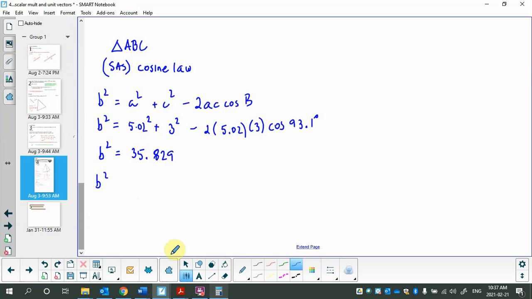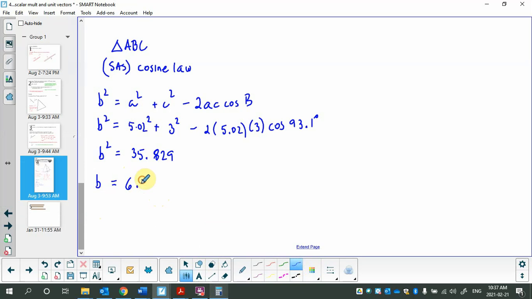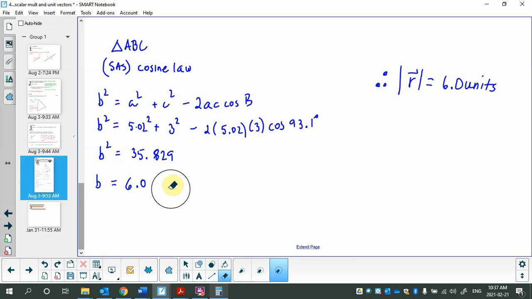And that is not reasonable because I'm not looking for b squared, I'm looking for b. So while that's on my calculator, however you do it, I have to take the square root and I get 5.98 blah blah blah. So that is actually 6.0 when rounded to 1 decimal place. So therefore, the magnitude of vector r is equal to approximately 6.0 units. And actually, I'm going to take it off of there and write my therefore statement properly there.